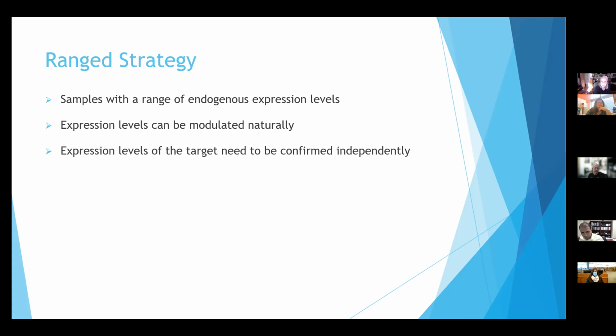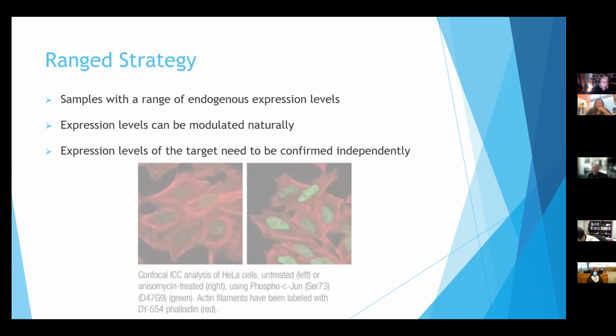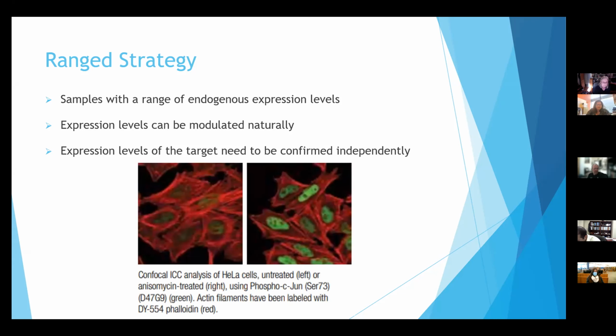So these samples have a range of endogenous protein, and you can regulate them naturally, so different levels of a hormone. So in this particular case, unfortunately, I guess it is different levels. So you have an endogenous level of phosphorylated C-Jun, okay, at serine 73. So there's some baseline level, okay?